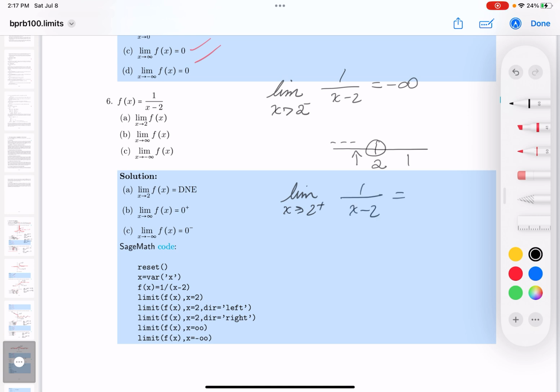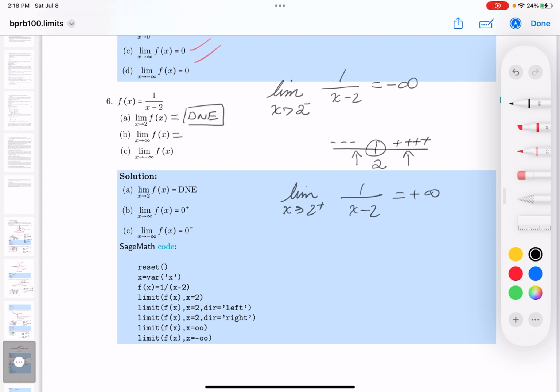Same thing, but I'm going to go over here and take a value a little bit bigger than 2, like 2.1, plug it in. What do you get? 1 over, well, 2.1 minus 2 is a positive number. It's going to be plus. Now, you should realize the bottom is going towards, I'm sorry, going towards 0. So 1 divided by that 0 is going towards an infinity. So what do you get over here? This is actually D and E. Why is that? They're not in agreement.